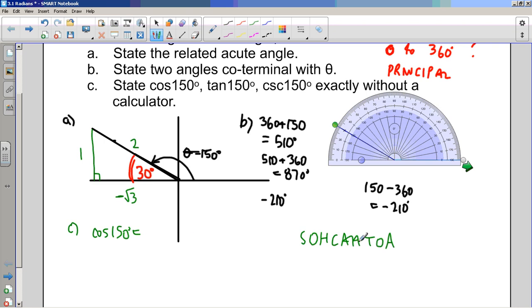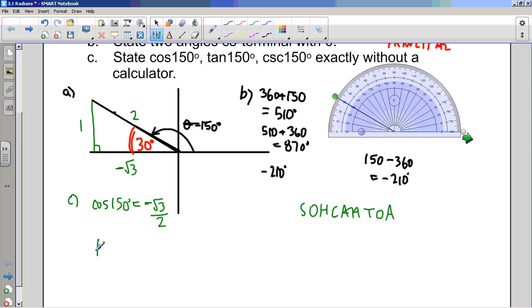Cos is adjacent over hypotenuse, and there's the related acute angle. The adjacent side is negative square root of 3. The hypotenuse is 2, and there's that exact value. And again, we'll spend quite some time going over these exact angles. This is a little bit of a review that we will review more.